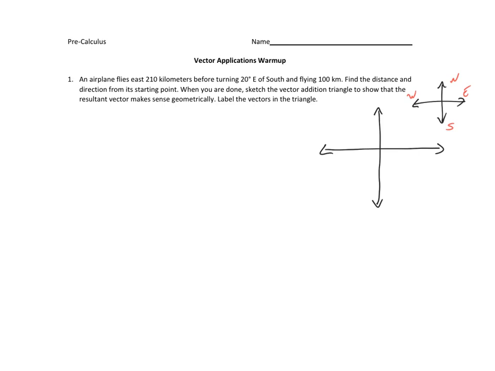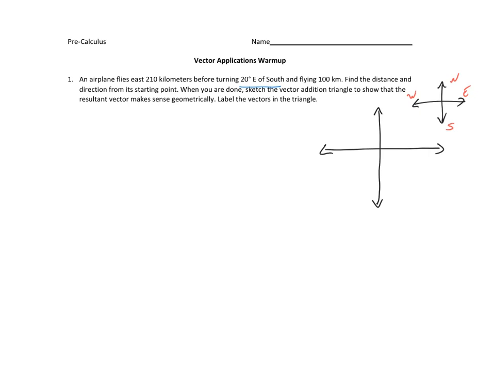We're going to walk through an application problem here of vector addition. The problem says an airplane flies east 210 kilometers before turning 20 degrees east of south. So we'll have to figure out what that means. And flying 100 kilometers. And we're supposed to find the distance and direction from its starting point that the airplane is after traveling on these two paths.